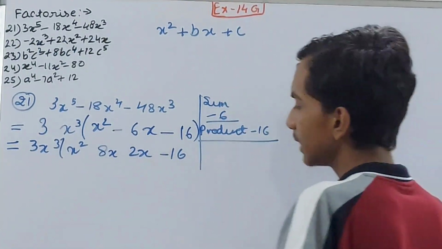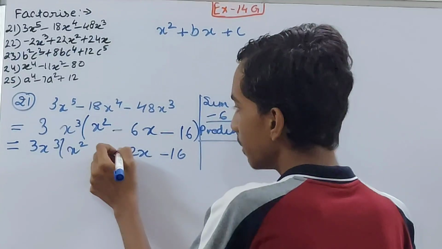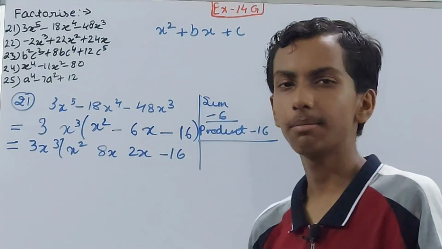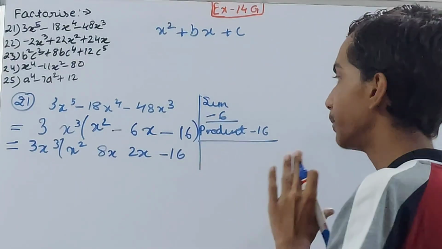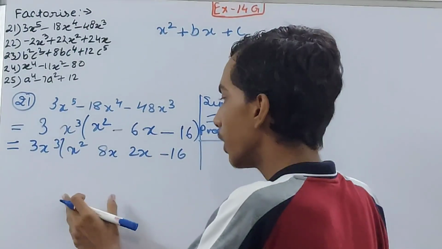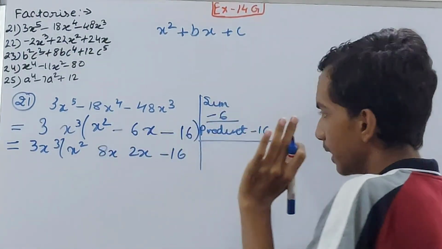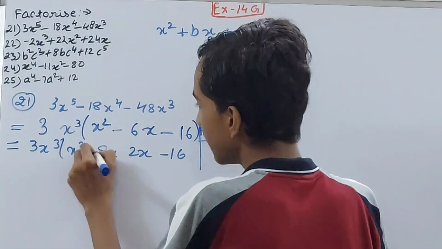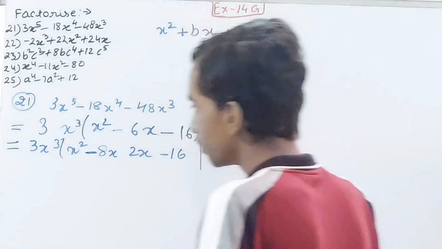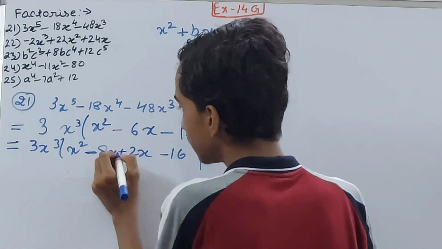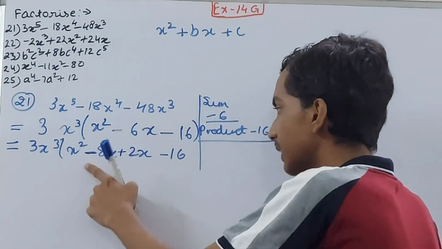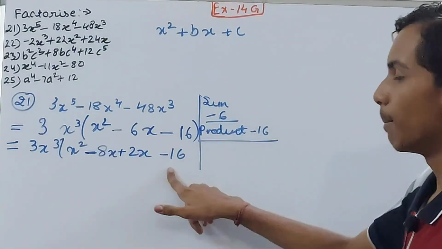Now the question arises, can we make both minus? Then also we will get what? When we multiply both minus, we will not get minus. We will get plus. So that option is cancelled. That means one is plus, one is minus. Can I make this 8x as minus and 2x as plus? Yes, I can. Minus 8 plus 2 is going to be minus 6. Minus 8 into plus 2 is going to be minus 16.